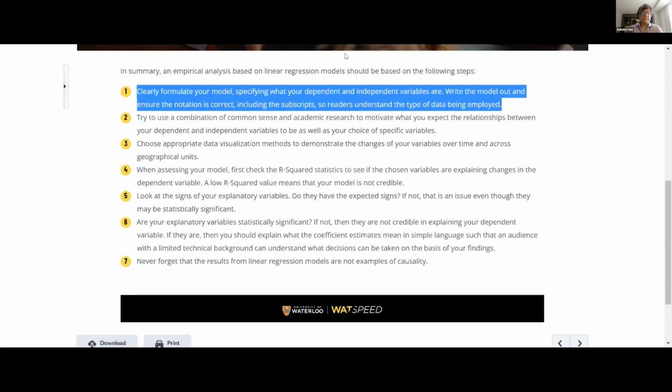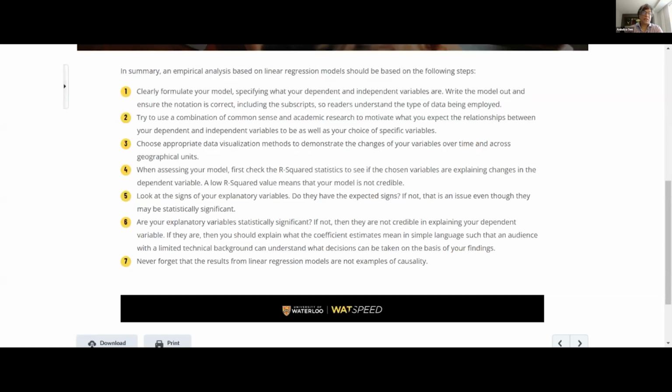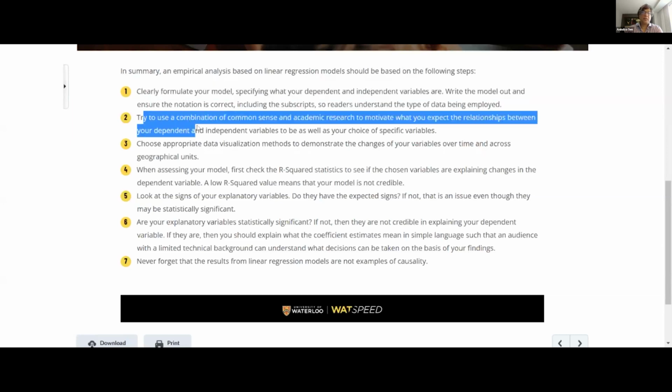Then, as I said before, we use common sense, but your model should be grounded on academic research. And that's extremely important, that you know what other people did before you and you just build on that. It's a proper way to cite research, but it's efficient also.